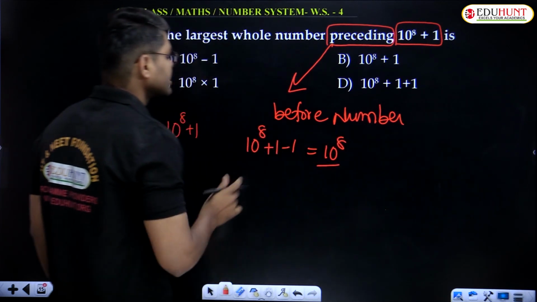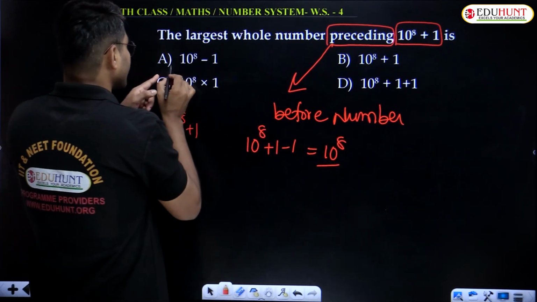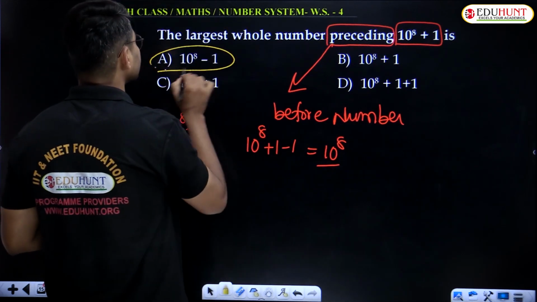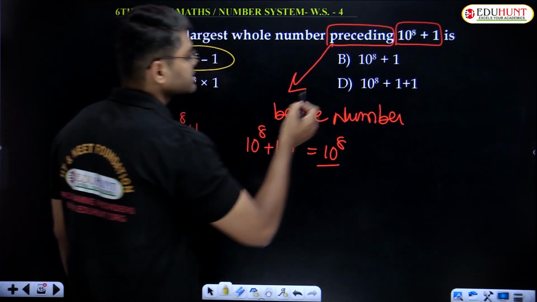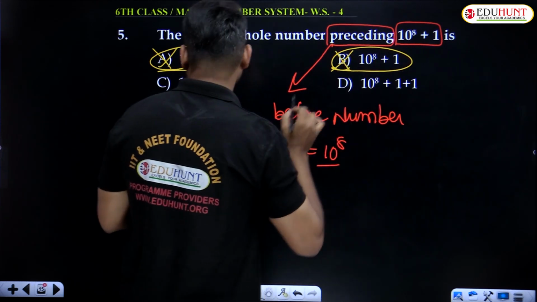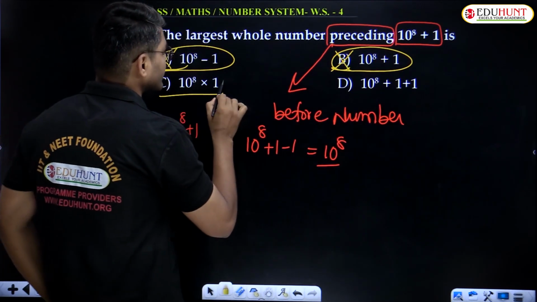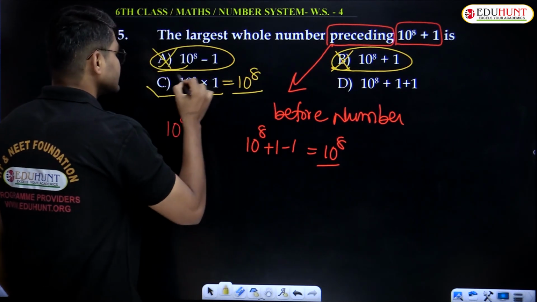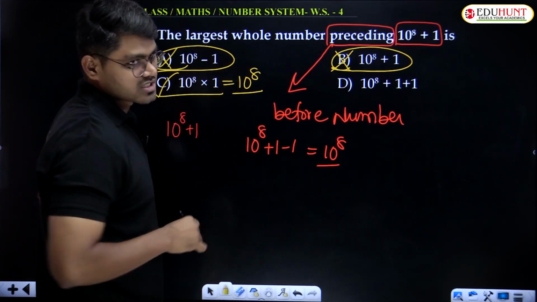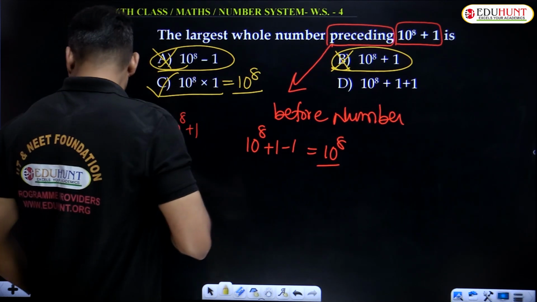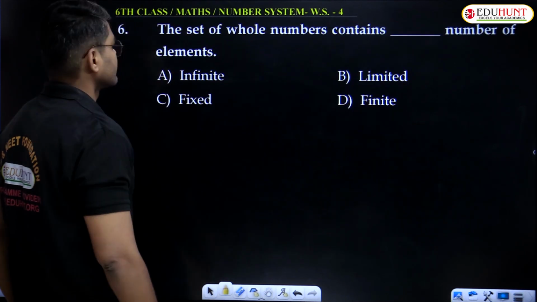Now check where the option is 10 power 8. Here the first option, 10 power 8 minus 1, is wrong. Second option, 10 power 8 plus 1, is given same as the question. No, that's why it is wrong. 10 power 8 into 1 is equal to 10 power 8 only. That means this is the correct option for the question. Did you understand, students? Very, very important. Let's move on to the next one.